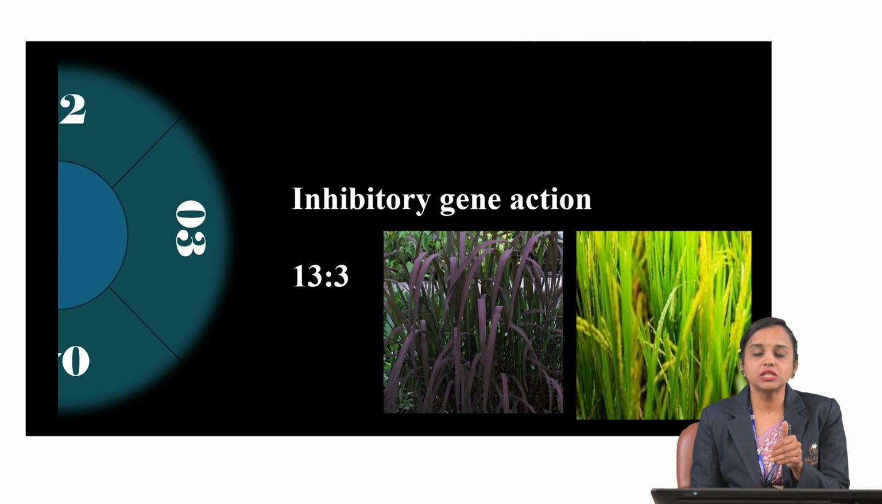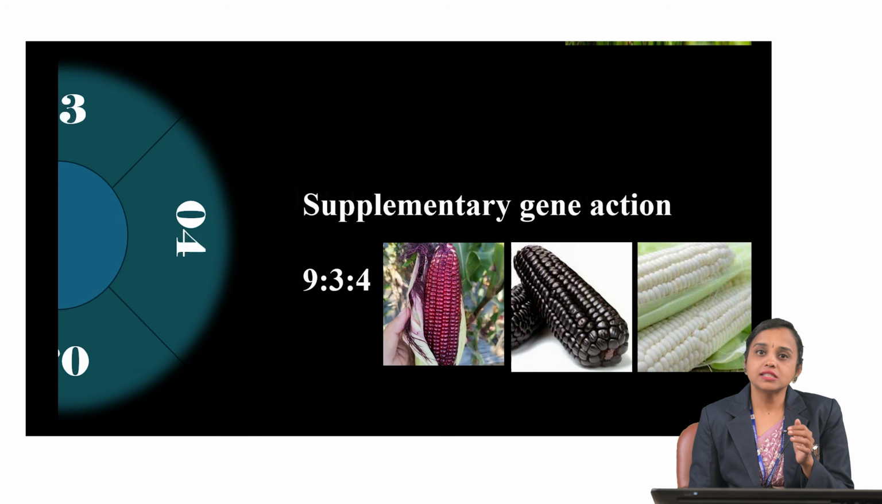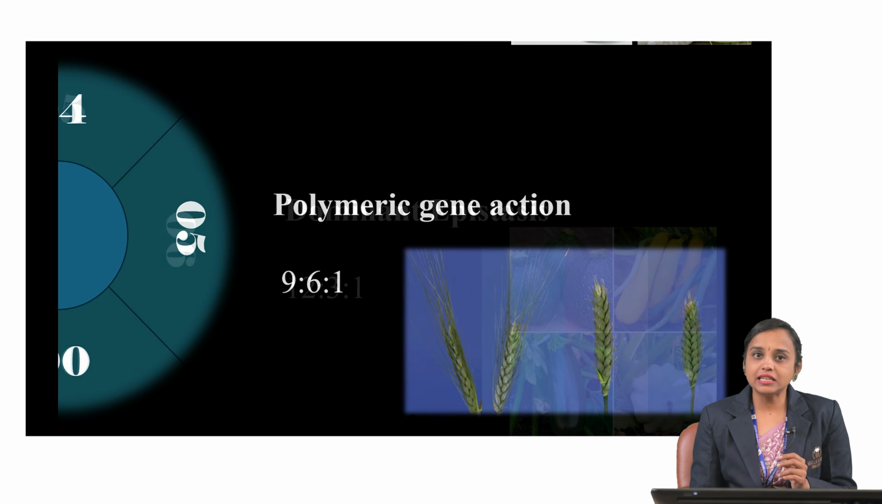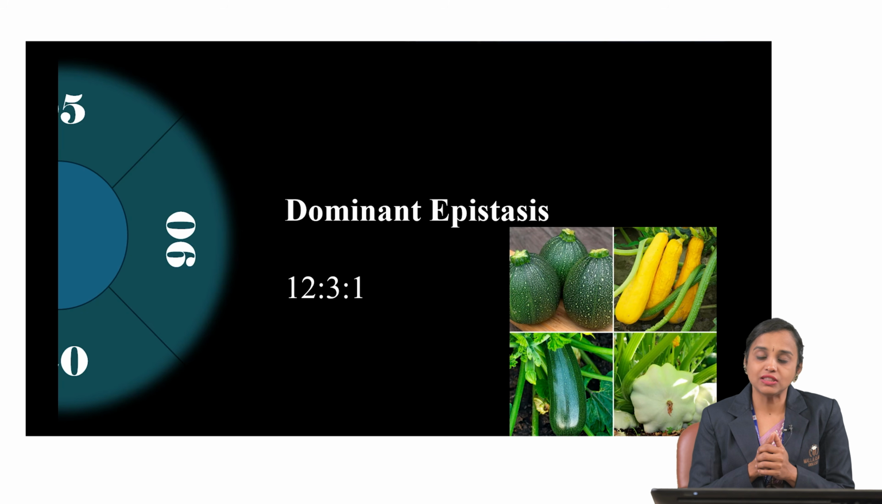An example of this type of gene interaction is found in anthocyanin pigmentation in rice. Then supplementary gene action, with an example of grain color in maize with red, purple and yellow kernels, with a ratio of 9:3:4. Then comes the polymeric gene action with the ratio of 9:6:1 in barley, which affects the length of awns. And the last concept is dominant epistasis with the ratio of 12:3:1. An example of dominant epistasis is found in fruit color with white, yellow and green. So all these gene interactions explain why real life inheritance is more complex than Mendel's ratio.